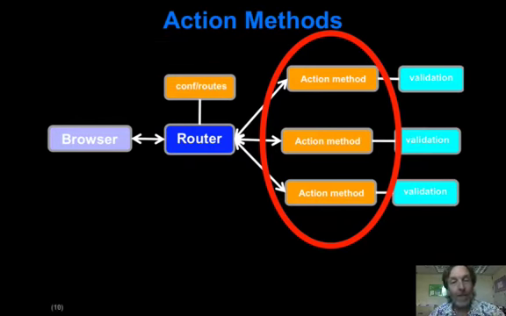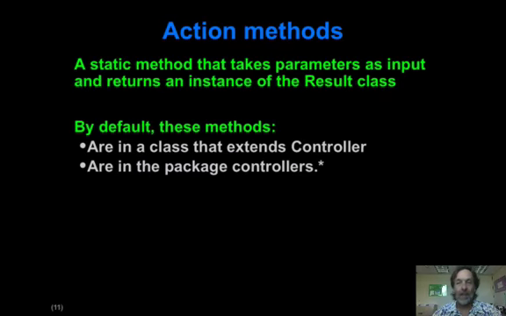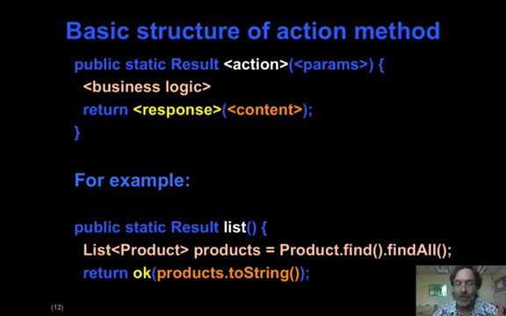Okay, so assuming that you've developed your routes file and you have this mapping between your HTTP requests developed in some kind of pseudo REST style, then we're going to have action methods, and mainly I'm going to teach you about the action methods by showing you them in the walkthrough, but I'm just going to give you a brief overview of them right now. They're a static method. They take parameters and return an instance of the results class. The result is the object that basically gets rendered in the browser as the result of whatever this request is. And by default, these are classes that extend controller in the controllers package.